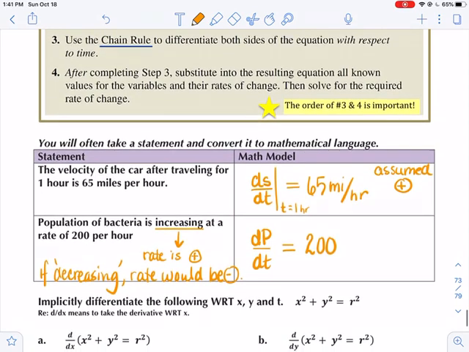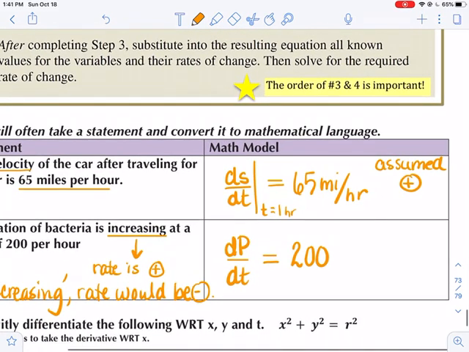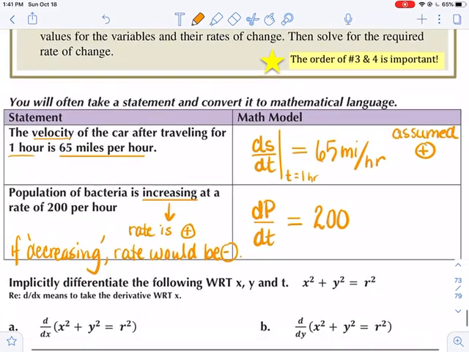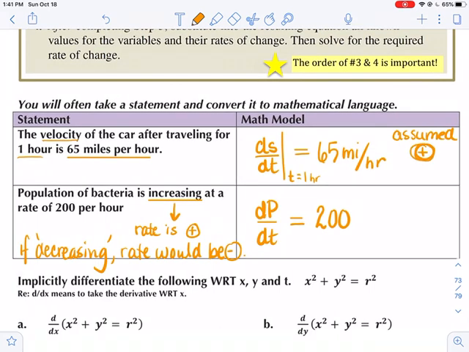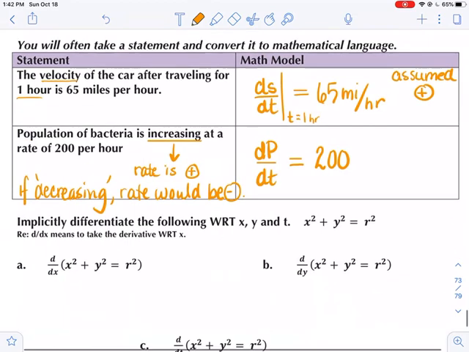You will often take a statement and convert it to mathematical language. So when we see the velocity of the car traveling for 1 hour is 65 miles per hour, for instance, in this one, I'm just assuming that the velocity is positive. It could be negative, but it's not really stating directions. So ds dt, or the change in position over time at that time, is equal to 65 miles per hour, and at t is equal to 1 hour.